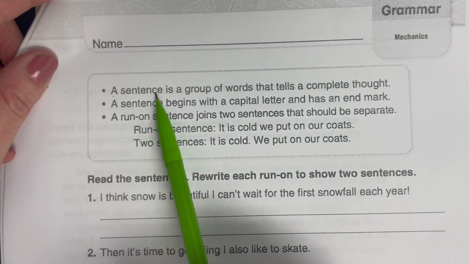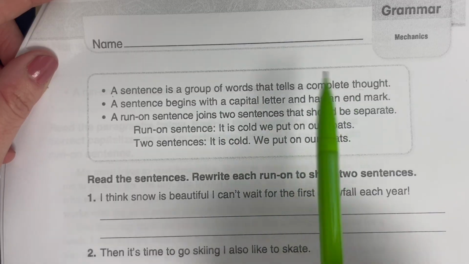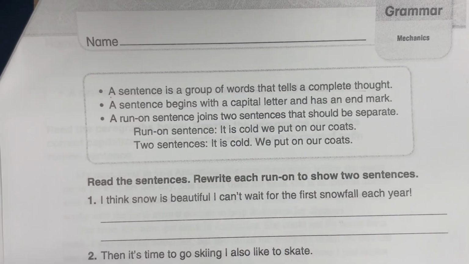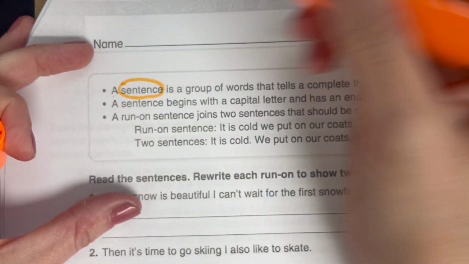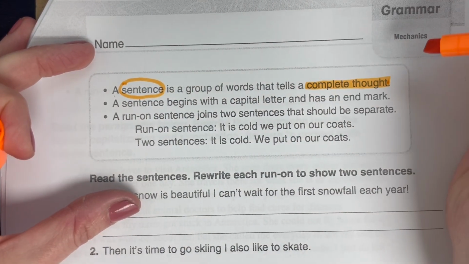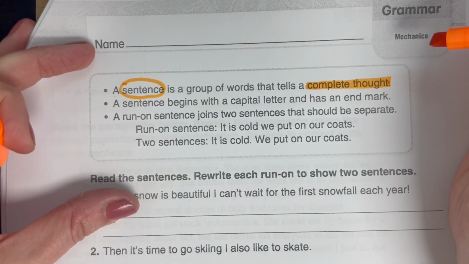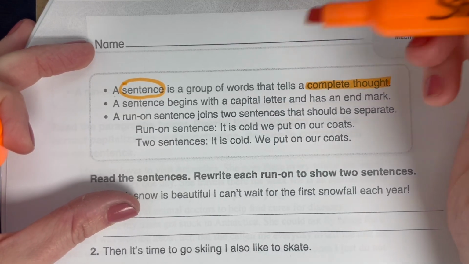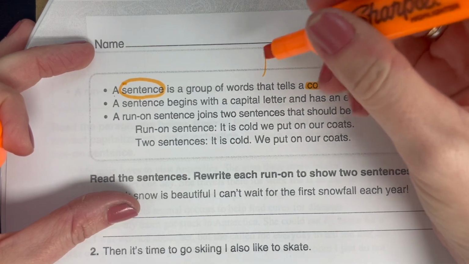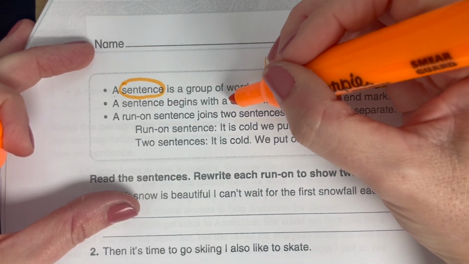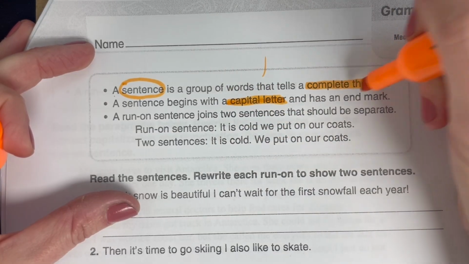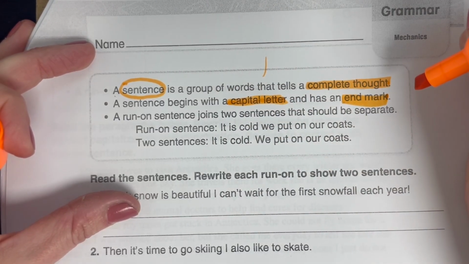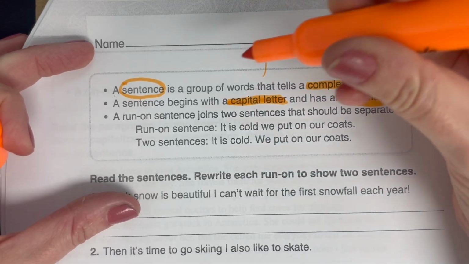A reminder that a sentence is a group of words that tells a complete thought. So what I want you to do is circle the word sentence and highlight complete thought. It's very important that we remember complete thought. A sentence begins with a capital letter and an end mark. So capital letter and end mark. Those are both important parts of sentences.